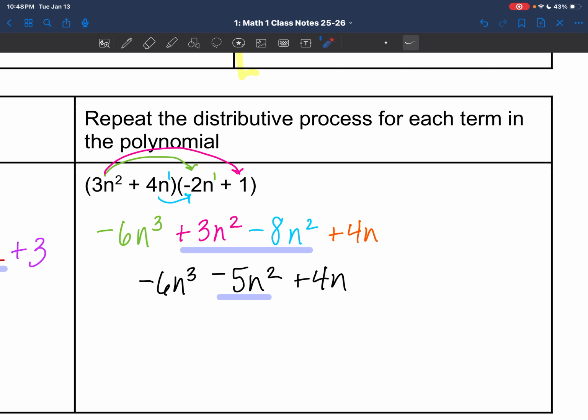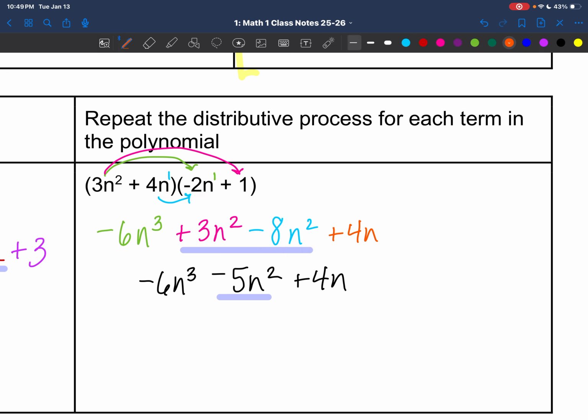All right. Oops, I forgot my orange arrow here. So what we're going to do is take this term times each thing in there. So I'd take 3n squared times negative 2n, which gives you negative 6n to the third. 3n squared times 1 is 3n squared. Now we're going to do the same thing here. 4n times negative 2, which gives you negative 8n. And then n times n is n squared.